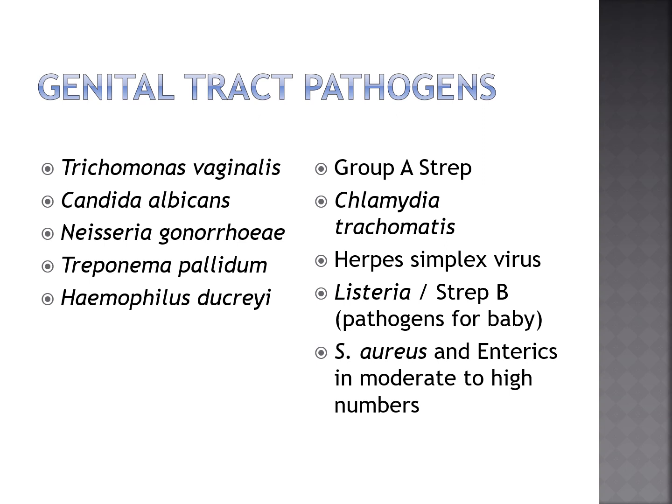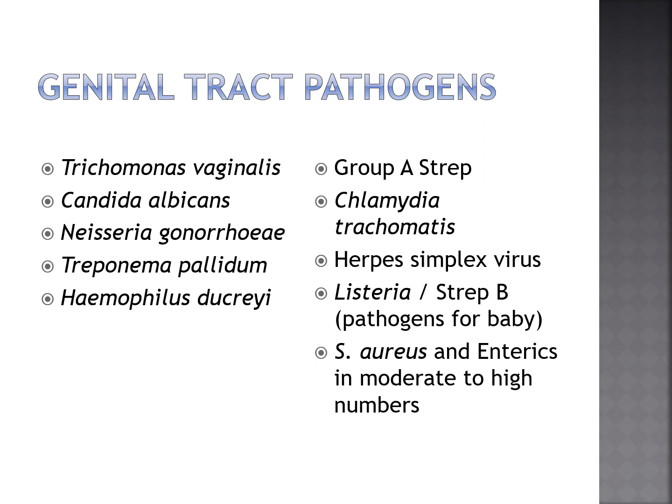You can also have group A strep, Chlamydia trachomatis, herpes simplex virus, Listeria, and strep B. Again, it can colonize mom, but it can become a pathogen if mom is carrying a baby. And then Staphylococcus aureus and enterics, if they are there in moderate to high numbers, can be pathogens as well.